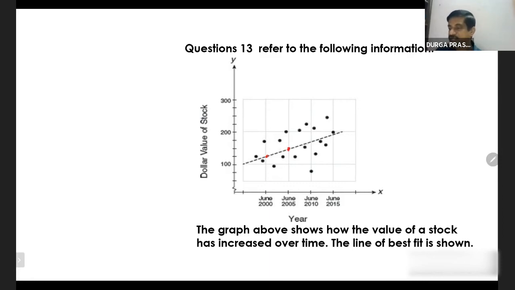If you drop a horizontal, this is 100 to 200, so everything is 20 units, sorry. This is 1, 2, 3, 4, so 125, 150, 175, 200, like that. Okay, so this is approximately 150. Approximately in June 2000 it is 125, and in June 2005 it's approximately 150.